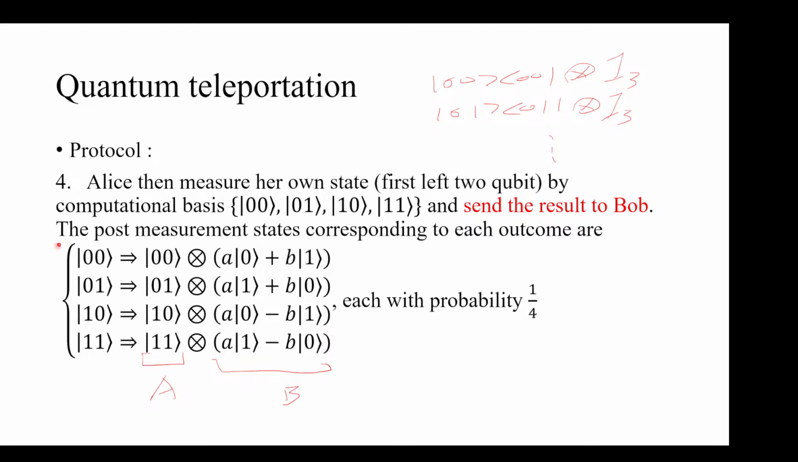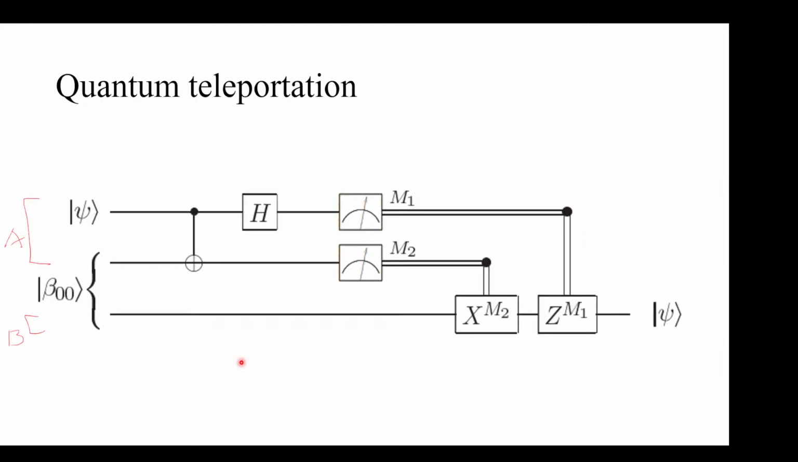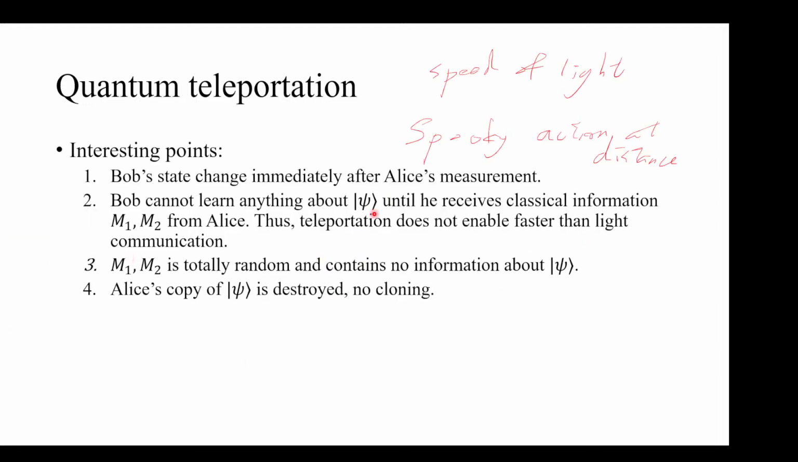Okay? So even though we think Bob's state changes immediately, because he has this probability mixture here, Bob actually doesn't gain any information about that. So there is no faster than speed of light communication. No faster than light. Okay.